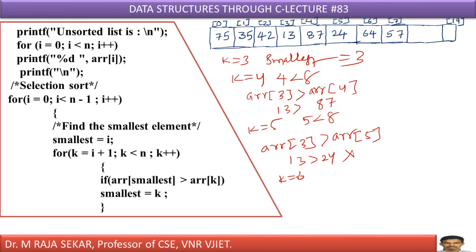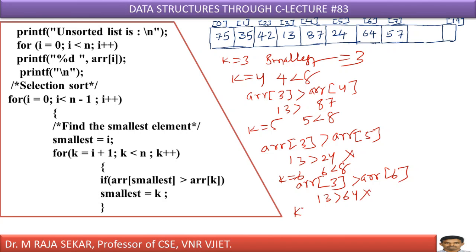Therefore, k plus plus, k equals 6. 6 less than n. N means what? 8. Correct. If ARR of smallest, smallest means 3. ARR of 3 is greater than ARR of k, means ARR of 6. ARR of 3 means what? 13 is greater than ARR of 6, means 64. It is also not true.